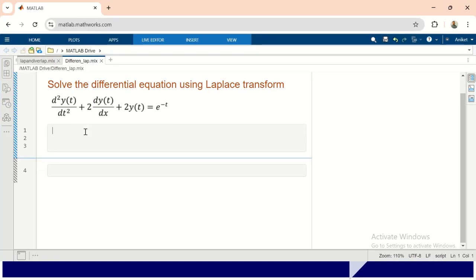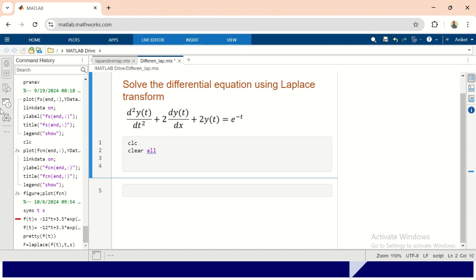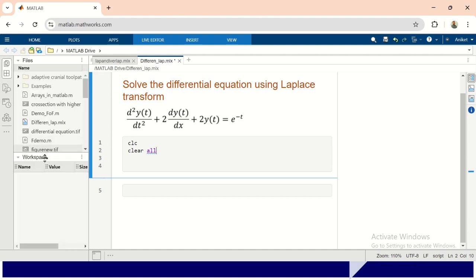We have to solve this, so we'll start with clc and clear all. We'll run this once again to see that our workspace is free. You can see here our workspace is free.